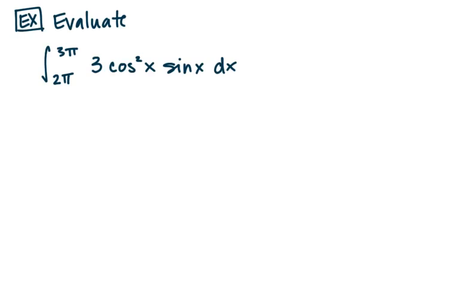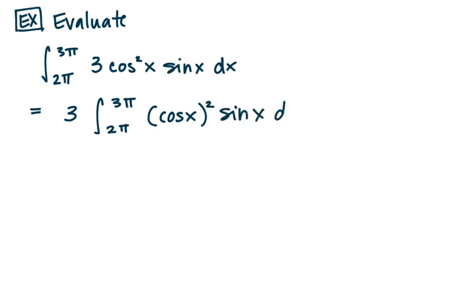Here we're going to evaluate the definite integral from 2 pi to 3 pi of 3 times cosine squared x sine x dx. So before I start trying to do any substitutions, I'm going to rearrange using some properties that I know. That 3 can come in front. That is 2 pi to 3 pi. I'll rewrite cosine squared x as cosine x quantity squared sine x dx.